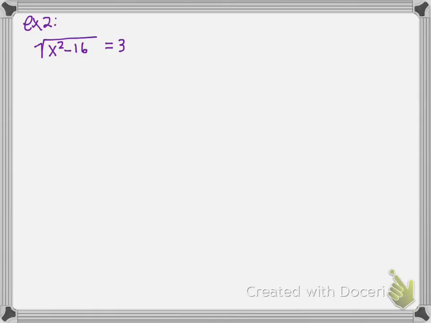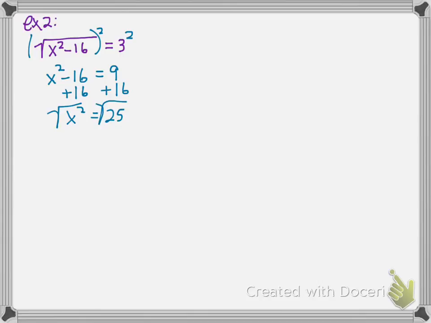Okay, same thing. I have a radical and I have my x's underneath the radical, so I have to square both sides. And when I do that, the square makes the square root go away, and I just get x squared minus 16 equals 9. Add the 16, add the 16, x squared equals 25. And now I have to get rid of the square. So this is where I'm going to take the square root of both sides. And the square root is either going to be 5 or negative 5.